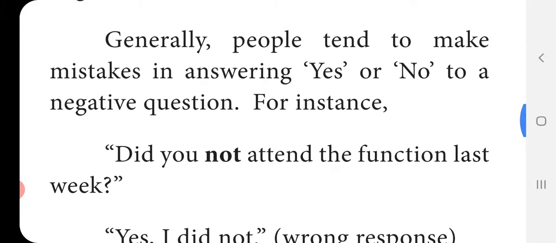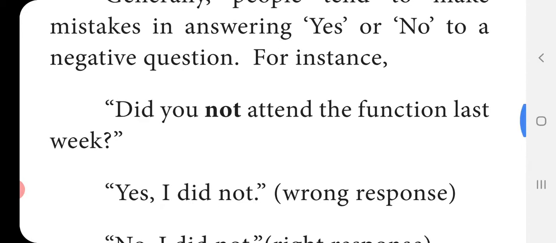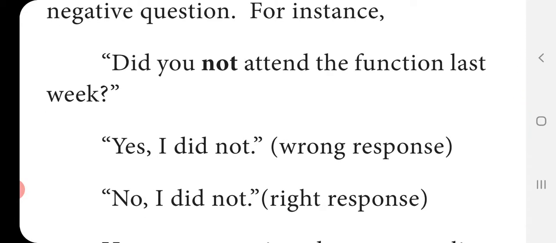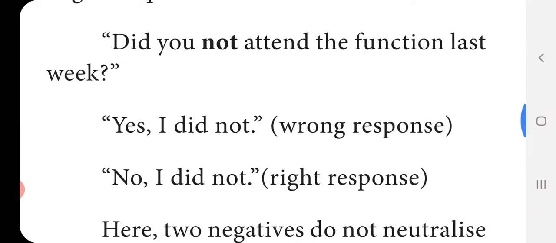Generally, people tend to make mistakes in answering yes or no to a negative question. For instance, if any negative question is asked by using not, never, no, etc., the answer should be given in the correct response. Look at the right response. Did you not attend the function last week? People are tempted to say, yes, I did not, but that is a wrong response. If it is a negative, we have to use the word no.